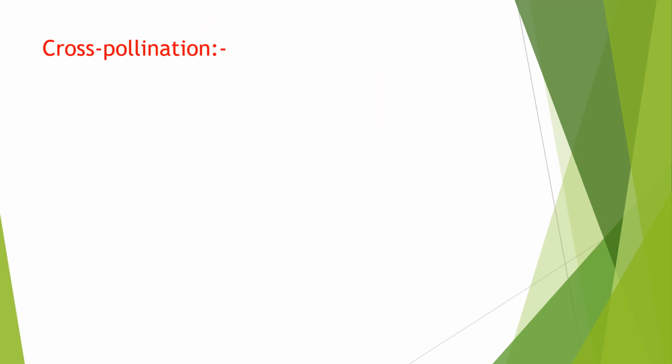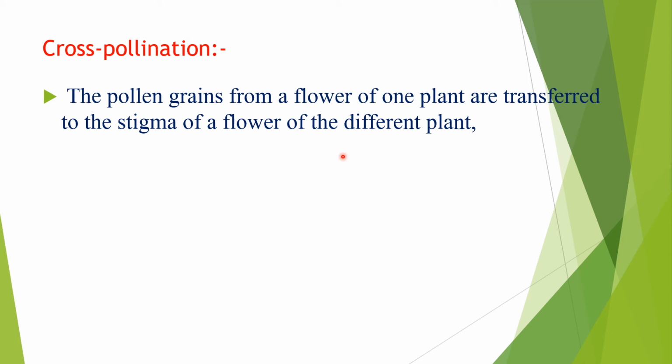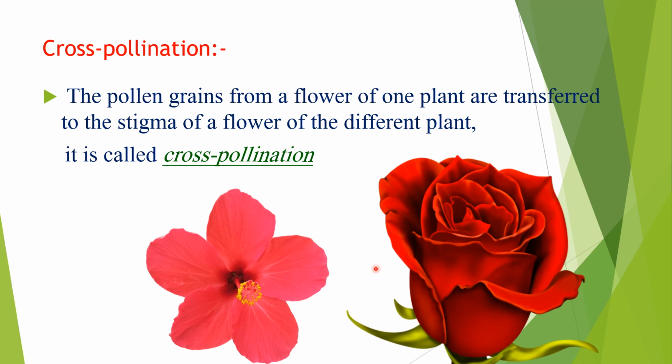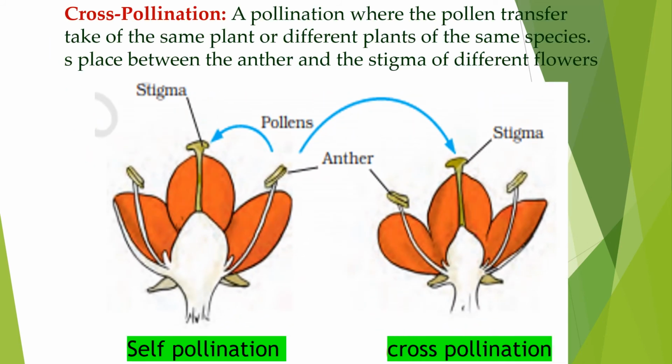Cross-pollination. The pollen grains from a flower of one plant are transferred to the stigma of a different plant. That is called cross-pollination. Here there are two different types of flowers. I will explain briefly. Cross-pollination. Look here, two types of flowers.